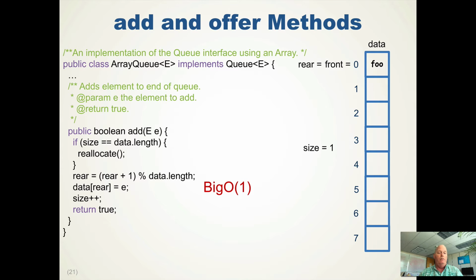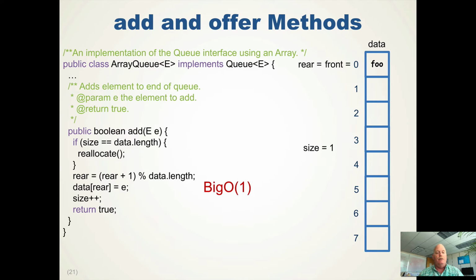Well, it's the big O of 1 because the only thing would be the reallocate, but we don't do it. We amortize the reallocate over every n times we call add. So it has a big O of 1.